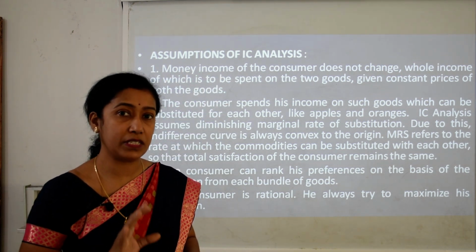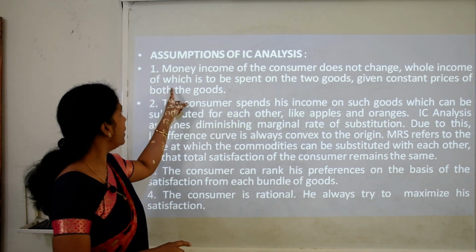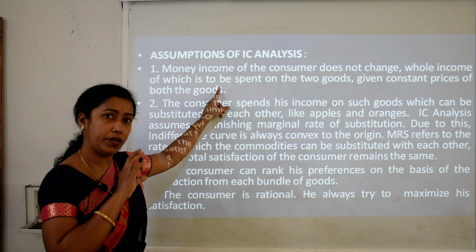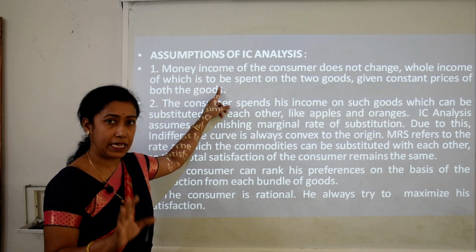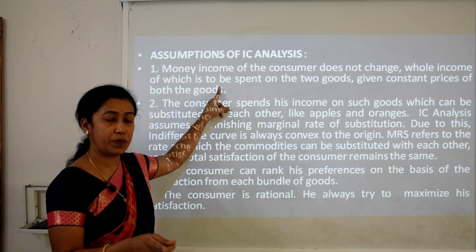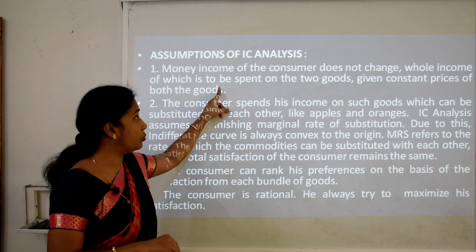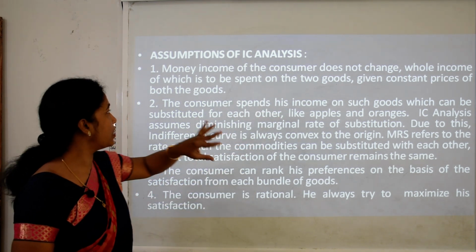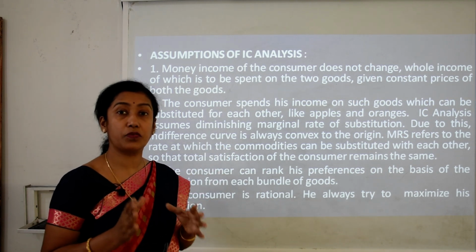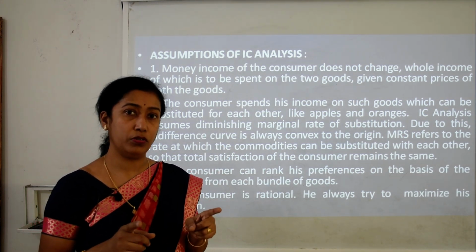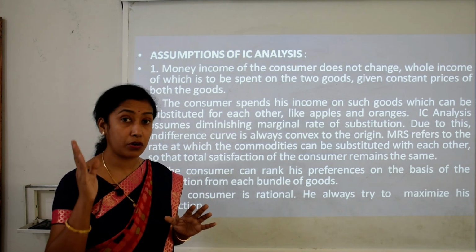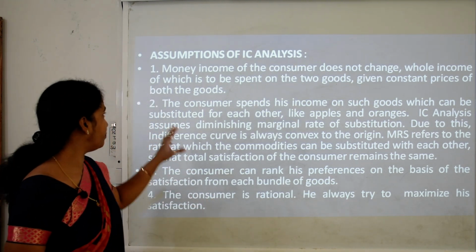Income of the consumer must be the same, and whatever income a consumer has, he has to spend all of it. He will not save any part of income. He needs to spend all the income on a combination of two goods. So, on the given constant prices of both the goods, say a combination of two goods X and Y, the prices of both the goods must be constant. They must not be fluctuating or changing.